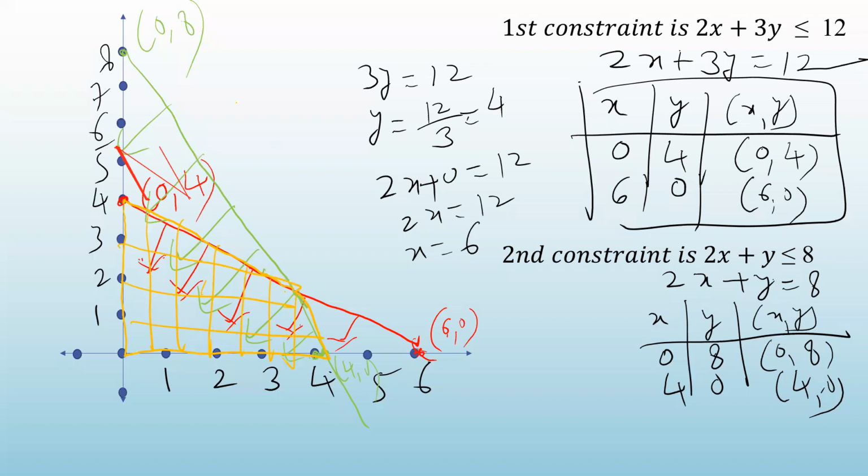Okay. You can give a name to the feasible region. It is O, P, Q, and R. Okay. You can see here this region has got a boundary. So the feasible region is O, P, Q, and R.